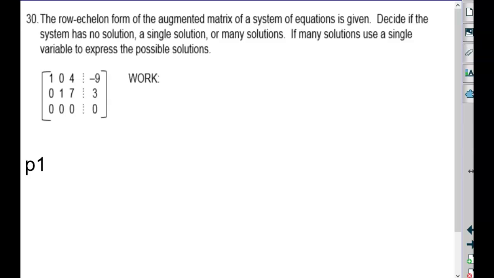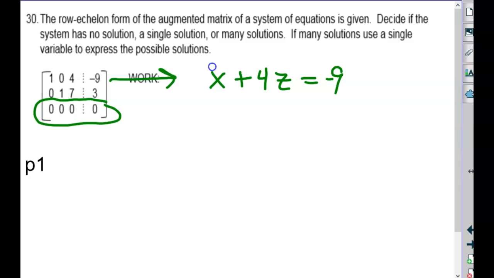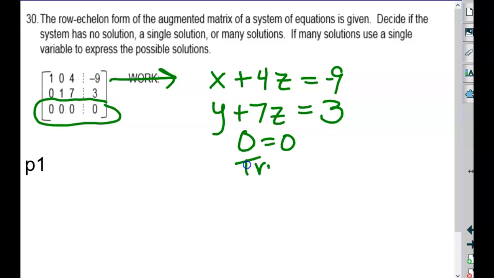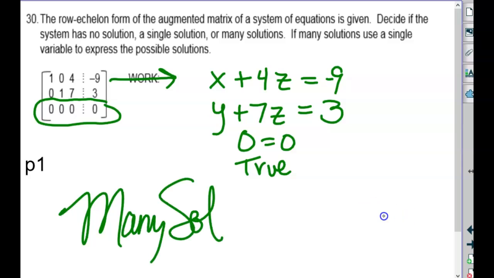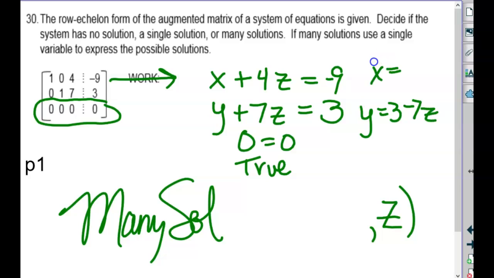This is a reduced row echelon form. What does this line mean? Actually, tell me what each one means. The top means x plus 4z equals negative 9, and y plus 7z equals 3. And this one means 0 equals 0, which is true. So therefore, it has many solutions. And then I think this part is multiple choice on the quiz. But you have to get this to say y equals 3 minus 7z, and this one to say x equals negative 9 minus 4z.